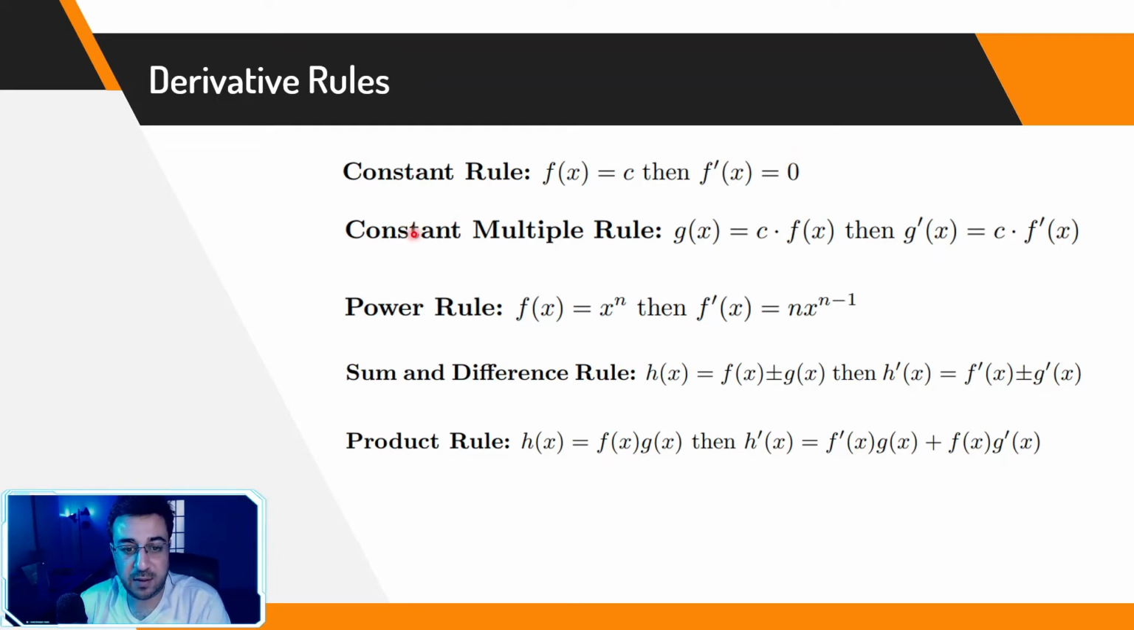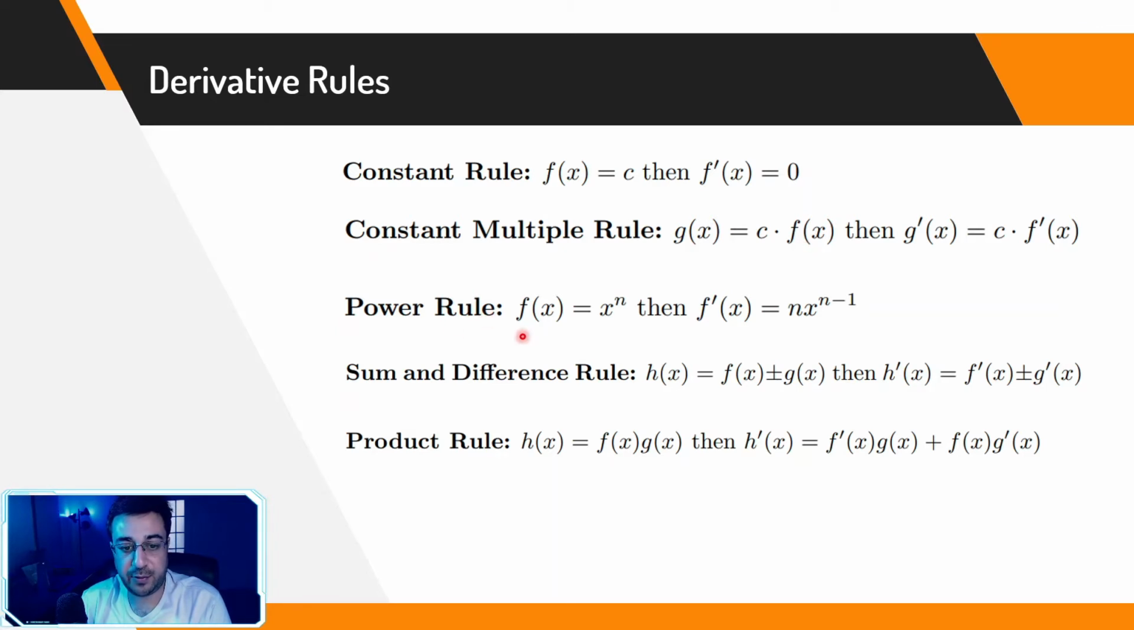Secondly, we have the constant multiple rule. If you have a function g of x equals a constant multiplied by another function f of x, then in this way the derivative g prime of x is that constant multiplied by the derivative of the function f of x. We will take examples on those and learn how it works in an actual example solution.